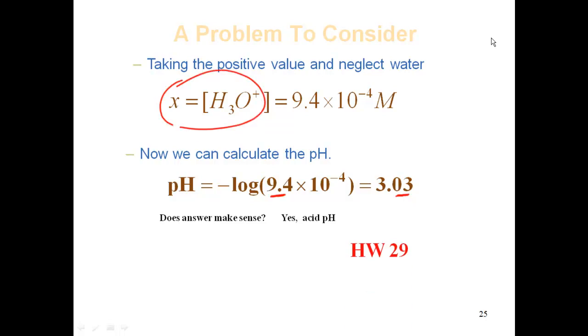Homework 29 deals with Ka questions, trying to solve for the pH of weak acids.